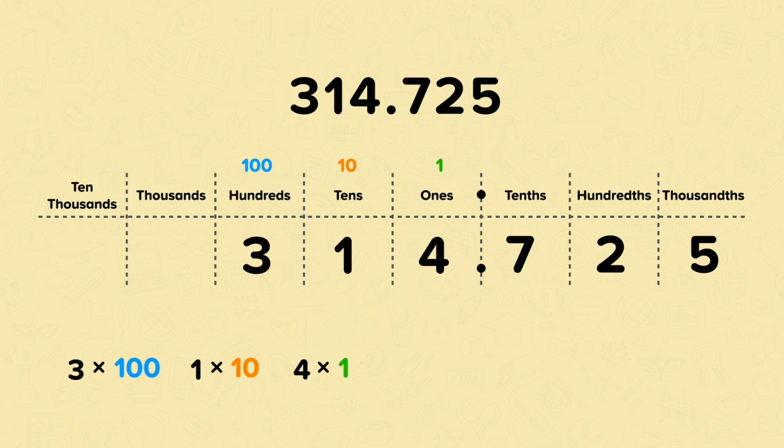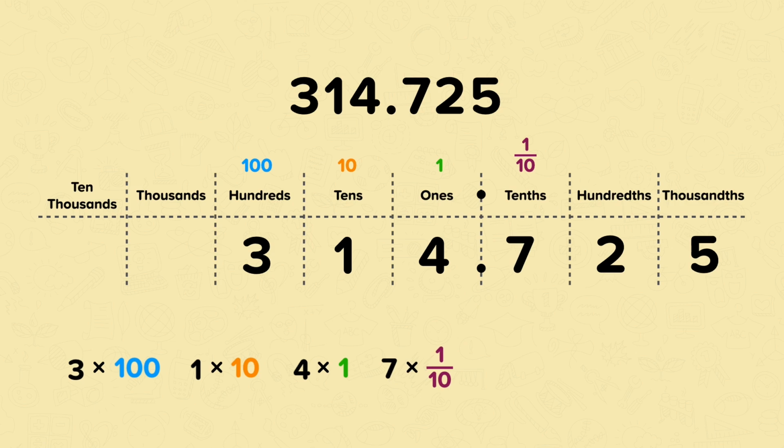Now we move on to the numbers after the decimal point. That first column after the decimal point represents tenths, and 1/10 can be written like this. We have a 7 in this column, and so the value of this column can be represented by the calculation 7 times 1/10.